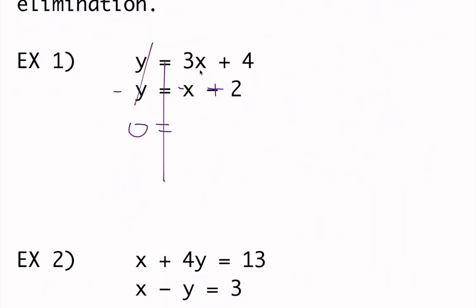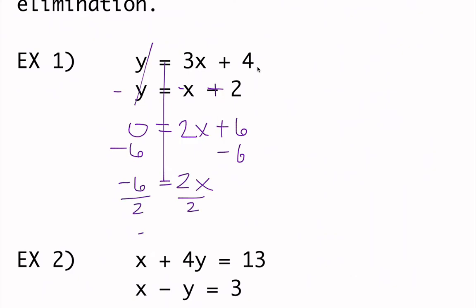So what I do with my other stuff is I'm going to add my x's and add these numbers together. So I have 3x and a negative 1x. 3 plus negative 1 is 2. I have a positive 4 and a positive 2, so add that together to get a positive 6. So now that my y's are eliminated, I can solve for that x by taking away 6 from both sides. It's going to give me negative 6 equals 2x. And I'm going to divide both sides by 2 to get negative 3 equals x.